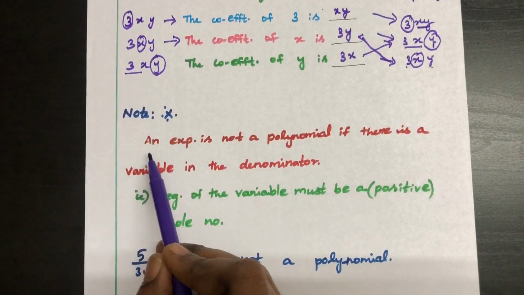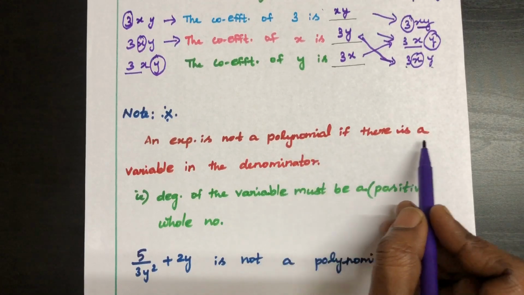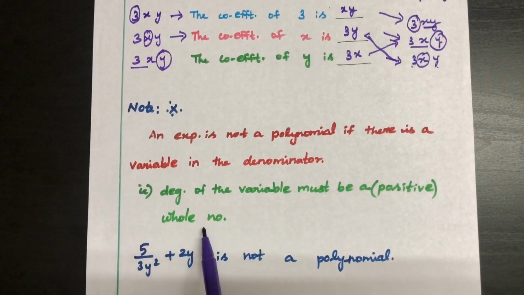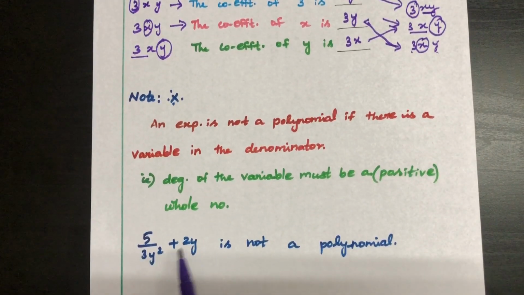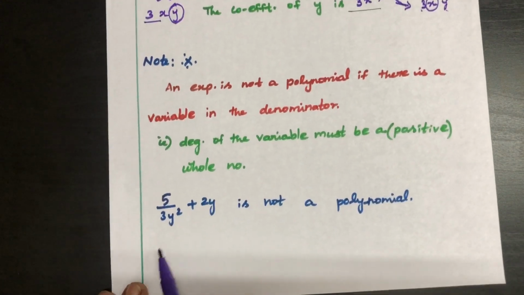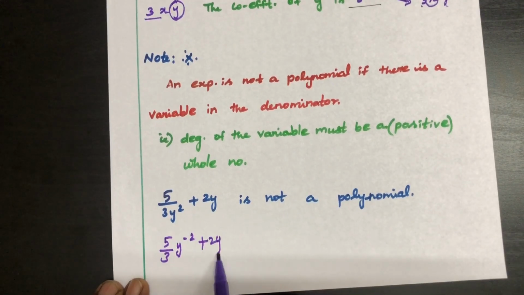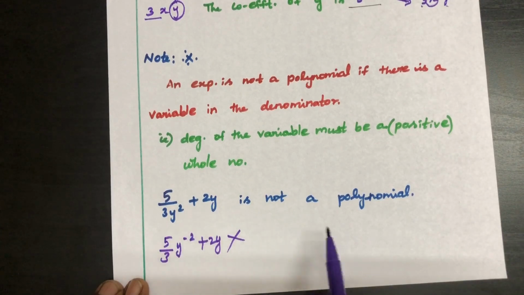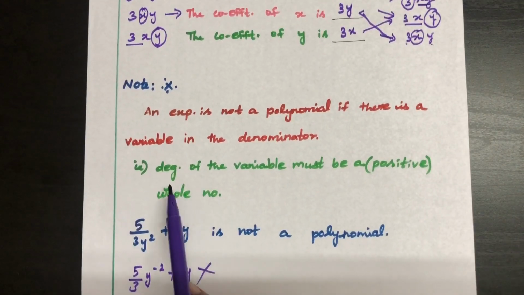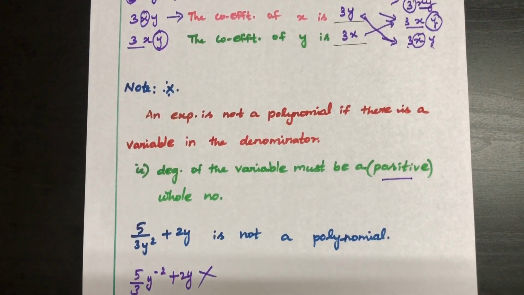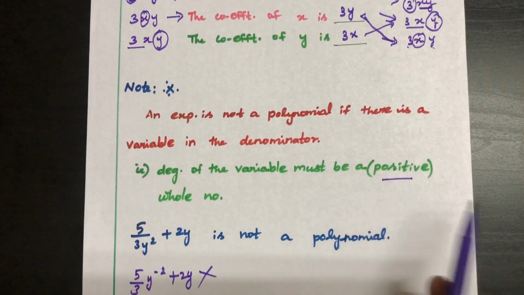It's a very important note. An expression is not a polynomial if there is a variable in the denominator. That is, the degree of the variable must be a positive whole number. See here, 5 by 3y square plus 2y is not a polynomial. How will you write this? 5 by 3, y power minus 2 plus 2y. It is not a polynomial. If you see a negative power, or if you see any variable in the denominator, then it is not a polynomial. Okay. This is a very important thing. The degree of the variable must always be a positive whole number. Also, it must be a whole number from 0 to infinity.